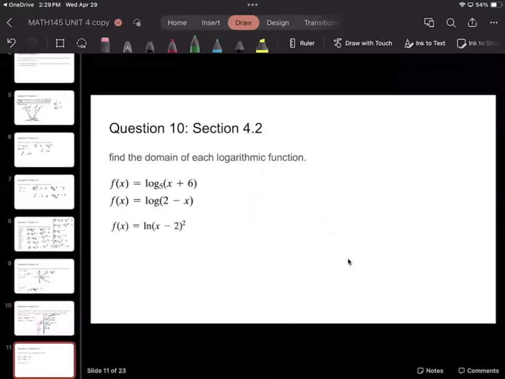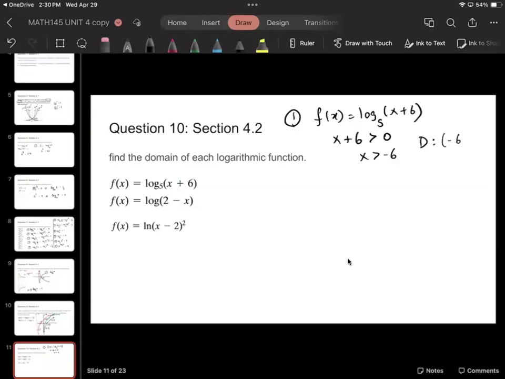Find the domain. So domain is a very important concept in a log function. So let's do the first one. Here the function is log base 5 of (x plus 6). The base doesn't matter, only the argument matters. And the only condition is that whatever you input into a log function has to be always greater than 0. It has to be positive. So when you solve for this, x has to be greater than -6. Therefore, the domain of this function is (-6, infinity).